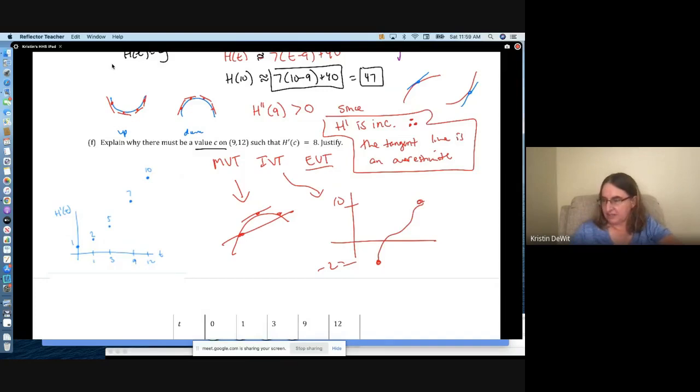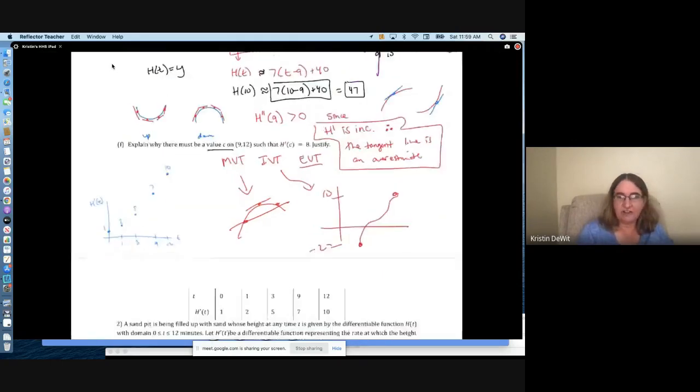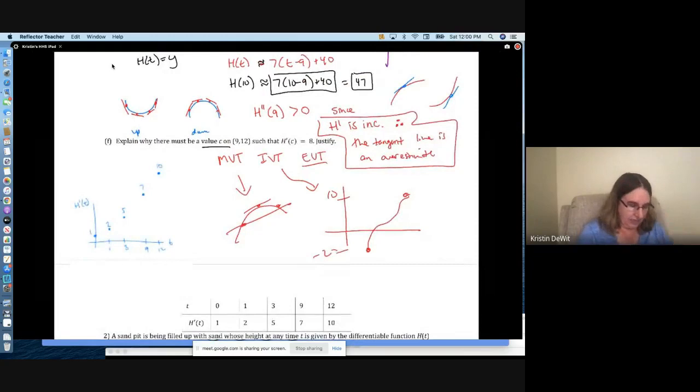Good. I see lots of IVTs, and you're correct. To me, this is a tricky one because usually when we see slope, we think MVT, but here we're not thinking about the slope of h prime. We're just thinking about what h prime is. And when we're justifying an intermediate value theorem, there are a couple of words that are super important that we have to list.